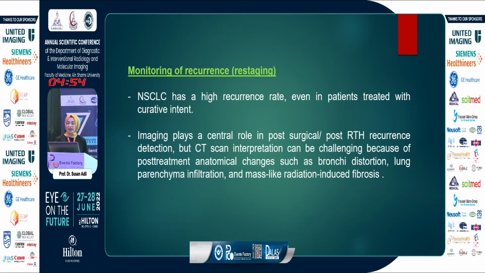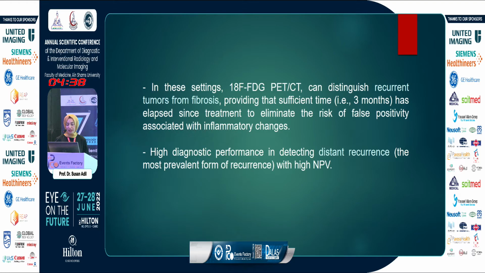Usually, non-small cell lung cancer has a high recurrence rate even after curative treatment, and PET-CT plays a major role in differentiation of post-therapeutic changes and fibrosis from residual or recurrent neoplasia.